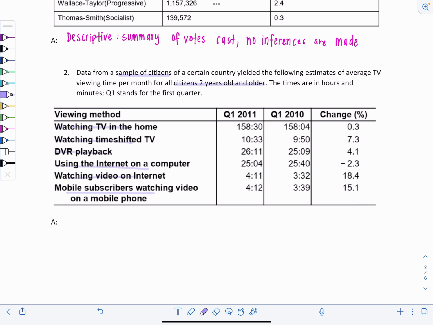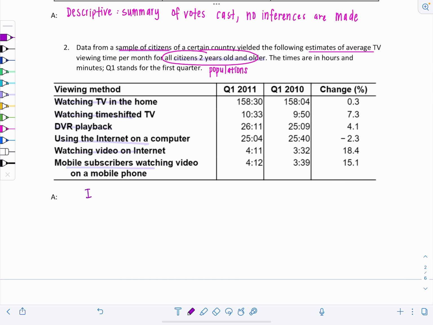The big giveaway here is that the data was taken from a sample of citizens, okay? And they're giving us estimates of average TV viewing time for all citizens 2 years old and older. So the data from that sample was used to make an inference about the population of all citizens 2 years old and older. And I don't know why it's making me laugh that they even consider little 2-year-olds in their TV viewing habits, but I mean, they are avid TV watchers, let's be real. So this is an example of inferential statistics.